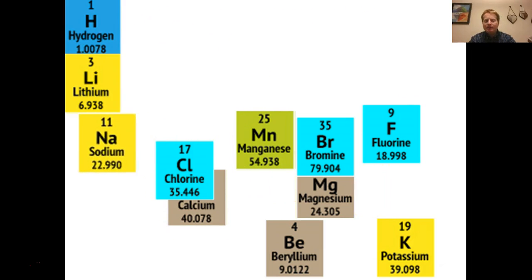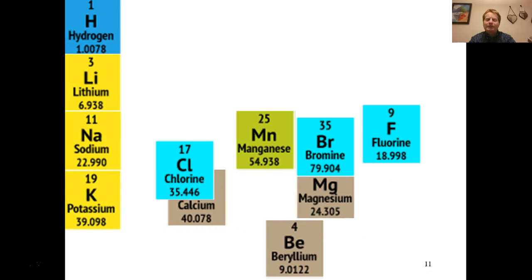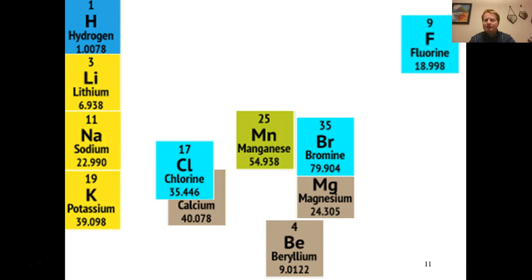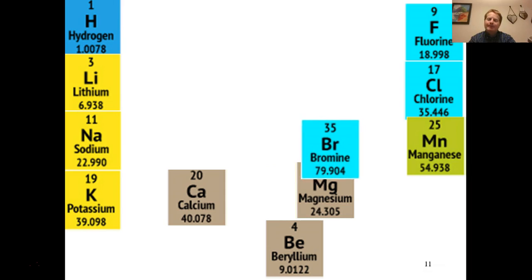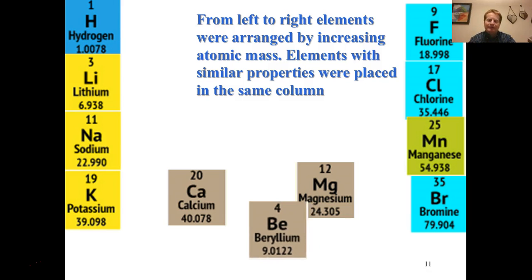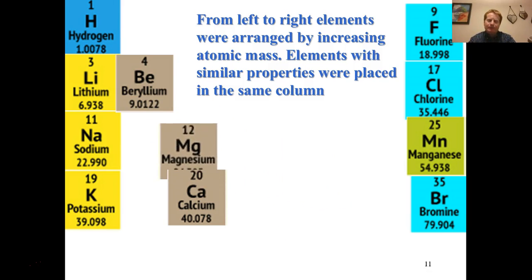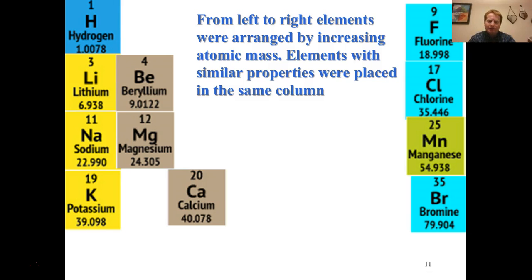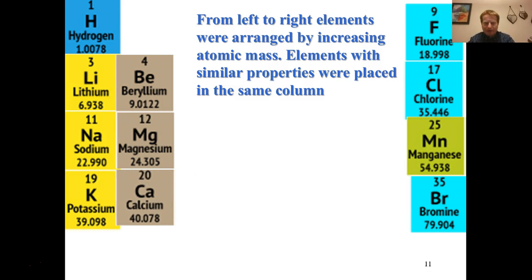So he put the columns based on families, so based on similar properties essentially. How did they act similarly? And then he had them go increasing atomic mass from left to right, and also from top to bottom was increasing atomic mass. So we notice again that as the mass increases, we see those patterns follow. And you kind of see how these are all going together.